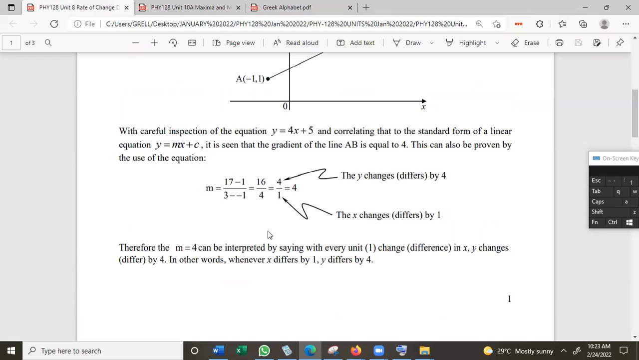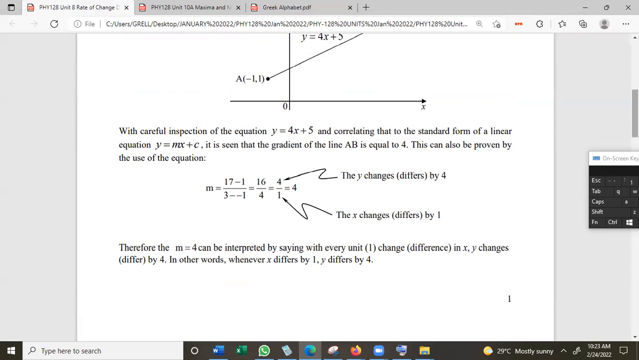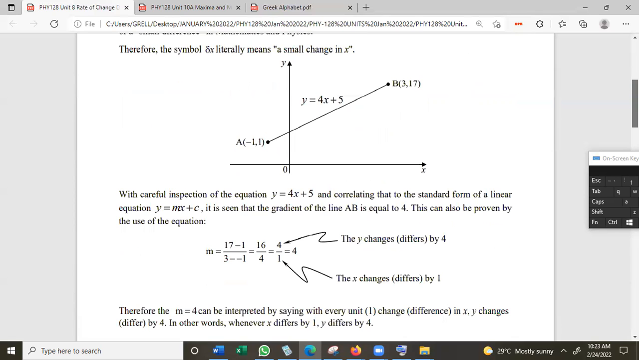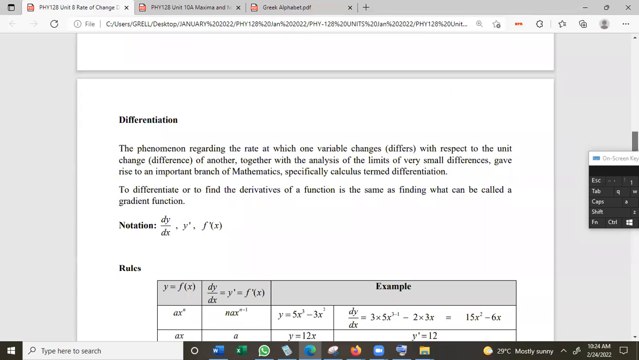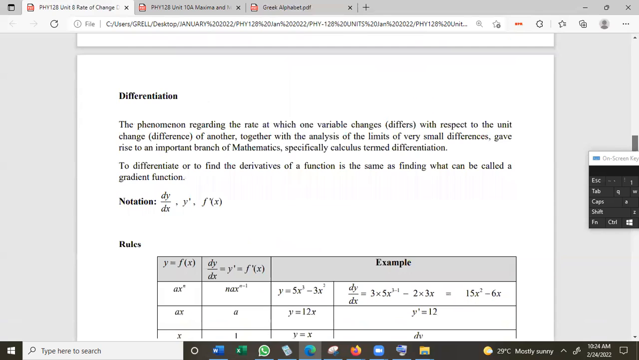If you have a gradient of 15, it means that whenever x changes by 1, y changes by 15, positive 15. We have a gradient of negative 24. What does that mean? Whenever x changes by 1, the y decreases by 24. So please bear that in mind whenever you're talking about gradient, and we'll be going over that as we're going through this topic.